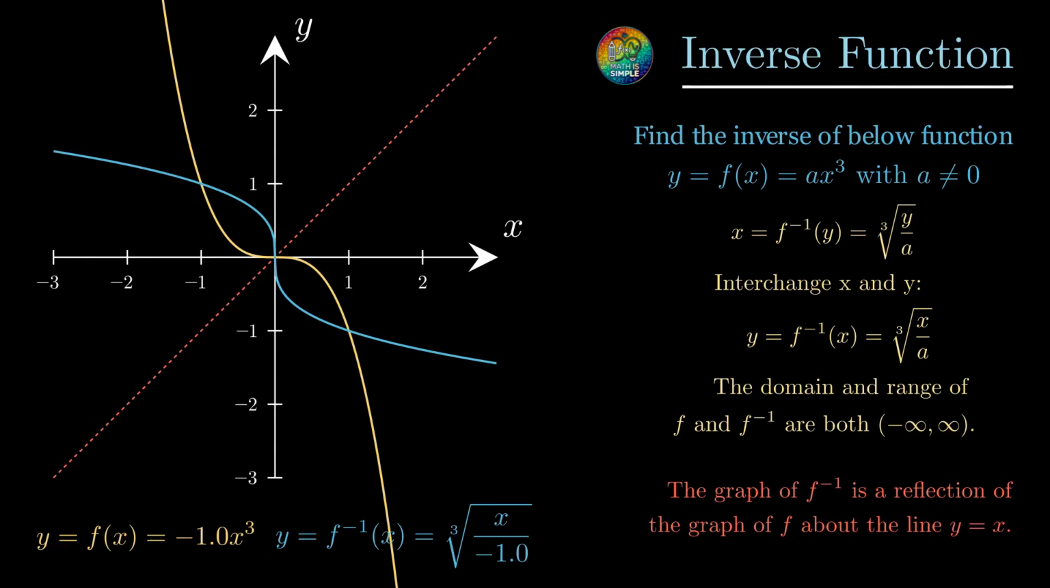For functions that fail the horizontal line test, like parabolas, we must restrict the domain to create an inverse.